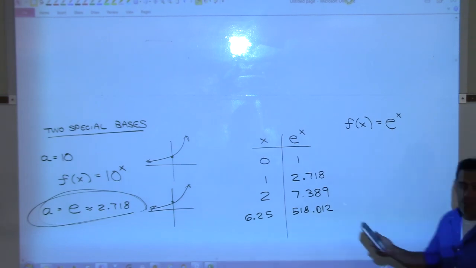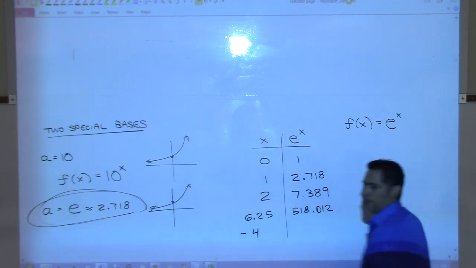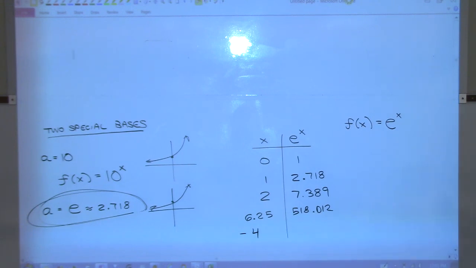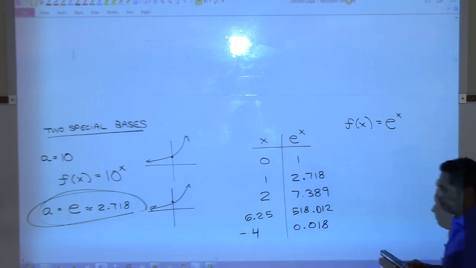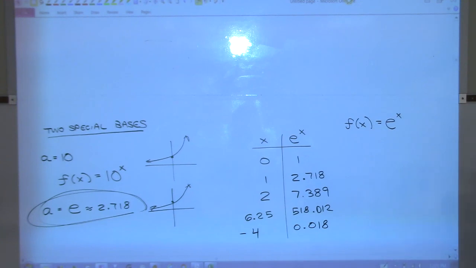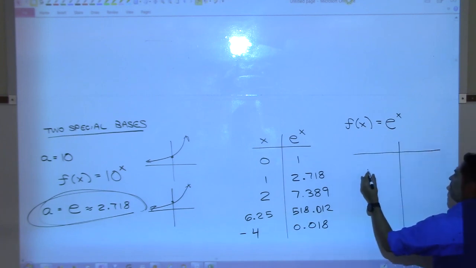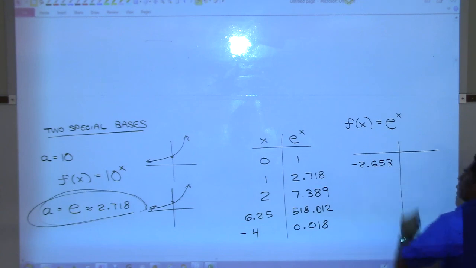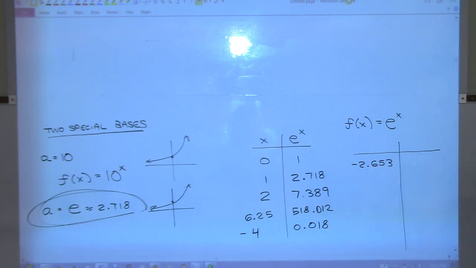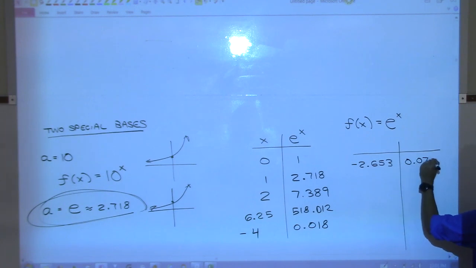Okay, now I'm going to ask you to try something a little different. Ready? I want you to put -4 in. Make sure you can get 0.018. Anyone have any issues? Let's do one more. I want you to plug in -2.653. Should get 0.070, something like that. Okay? All right.